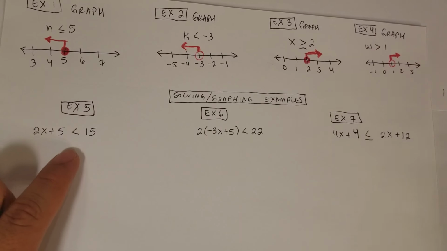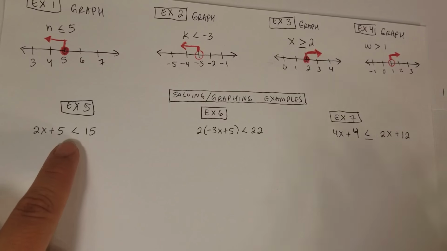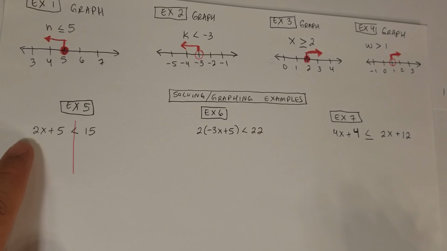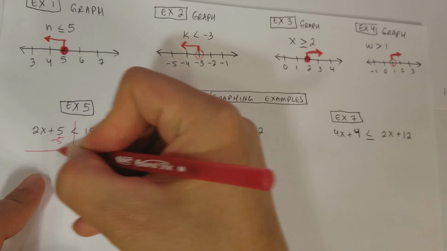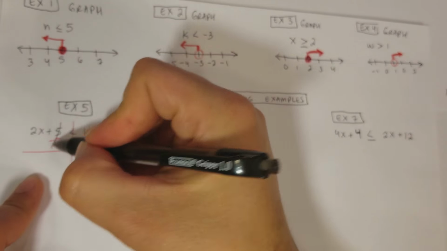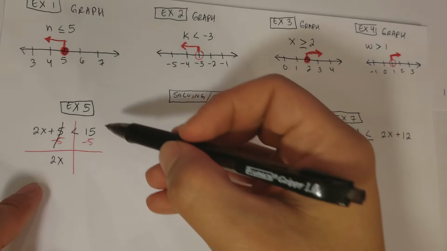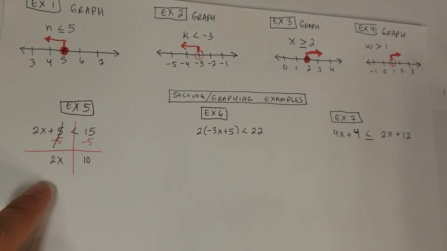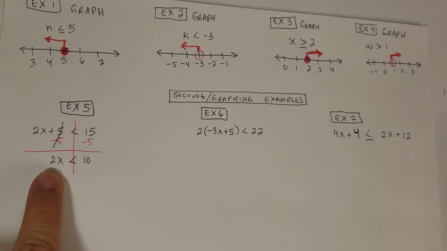So example number 5. Let's say we want to solve this, right? We'll solve and graph. So we make the wall, line down the inequality. We got to get the x by itself. So we're going to do minus 5 on both sides. Minus 5, minus 5. The left-hand side cancels. The left-hand side, we're only left with 2x. On the right-hand side, we're going to be left with 15 minus 5, which is 10. Okay, and then this was a less than symbol. So we're there. Now we want to get rid of the 2.